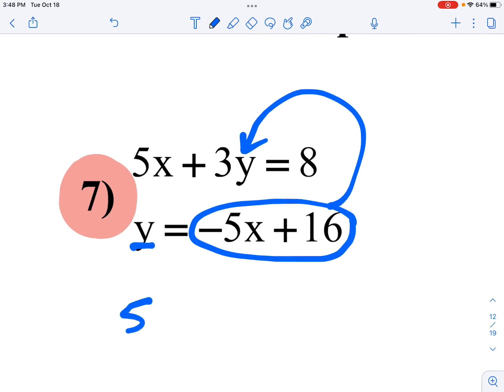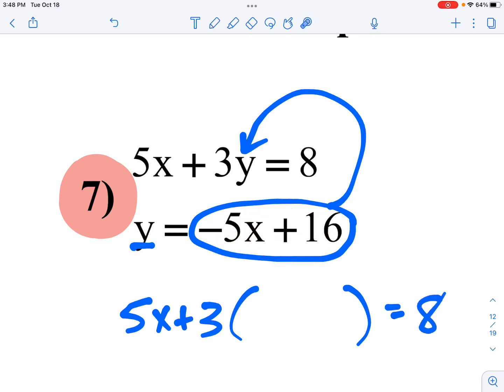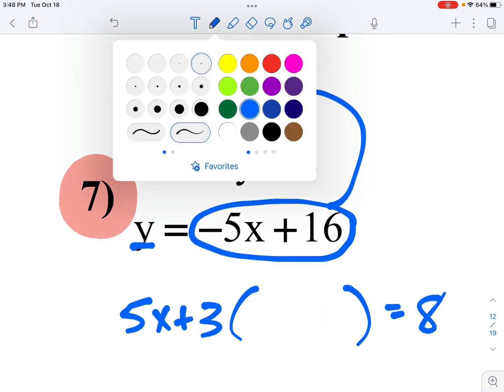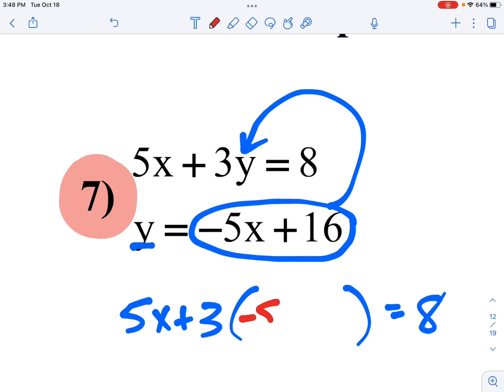So I'm going to write 5x plus 3. I have a giant space for all that other stuff that I circled. All of this is going to go right here. That's why I wrote a big space right there. So all of this is going to go down here. You can put it in a different color if you want to. Negative 5x plus 16. Make sure you distribute whatever number is there.